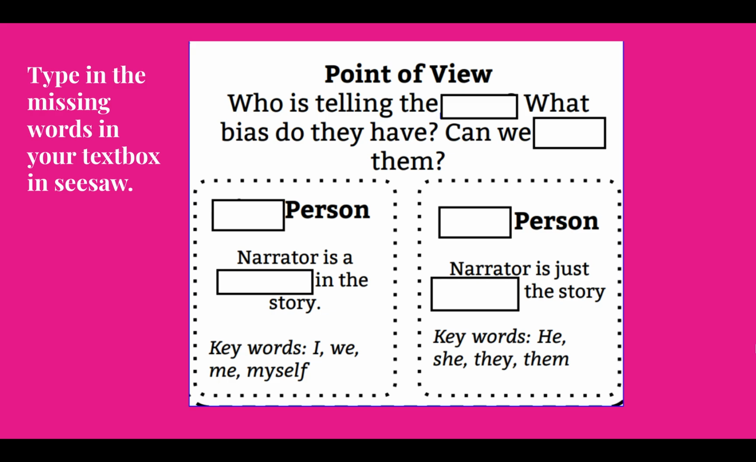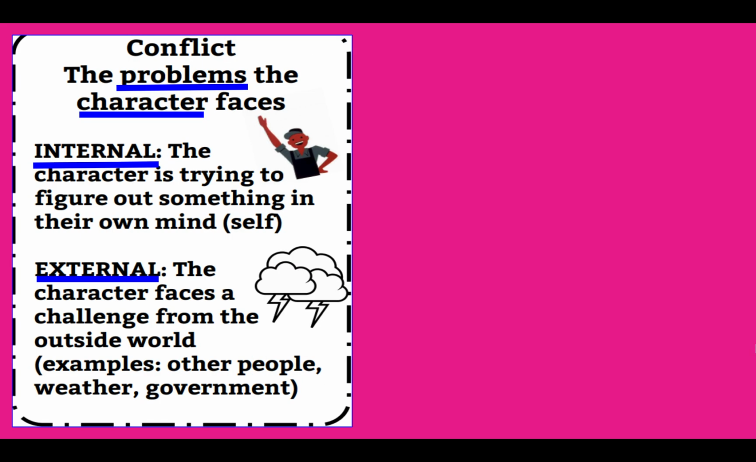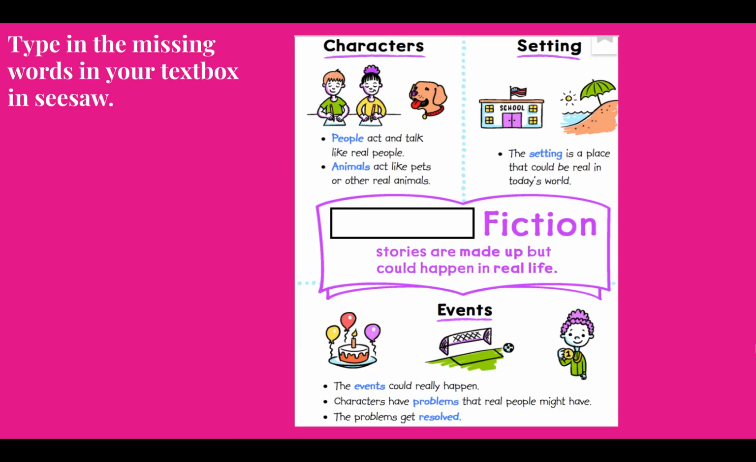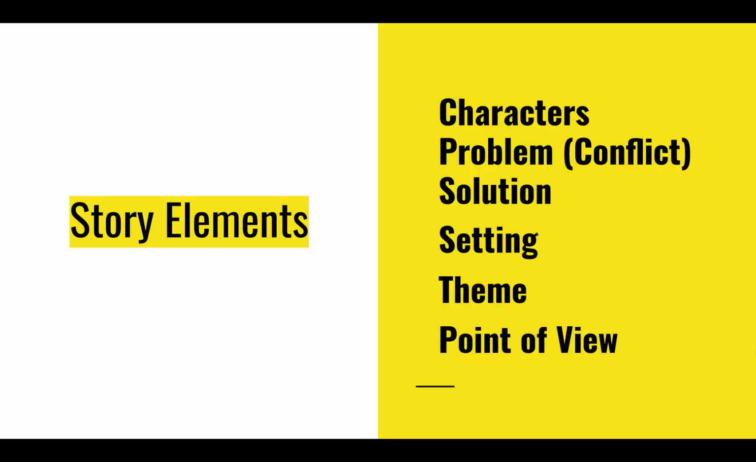That was the last story element. So once again, you should have completed all 8 pages in Seesaw by typing in the missing words in your text box. The words that were underlined in blue were the words that went in each of the text boxes. So to recap, our story elements, a very good story, a fiction made-up story, always needs to have characters, problem meaning conflict, a solution, a setting, theme, and point of view.